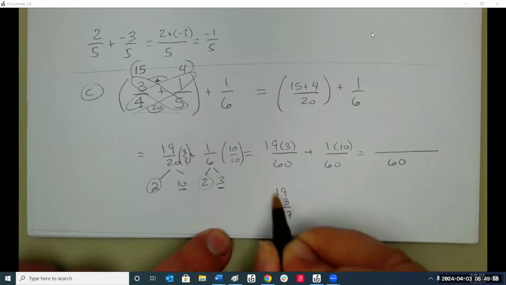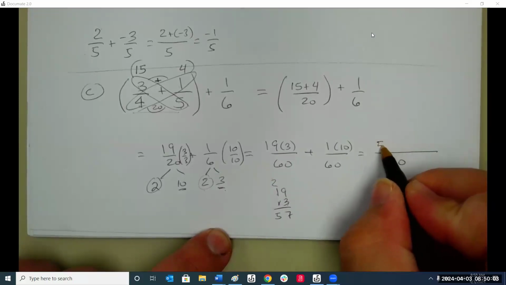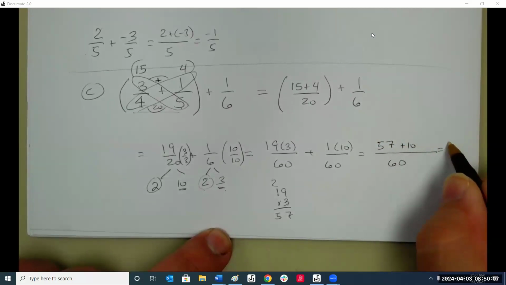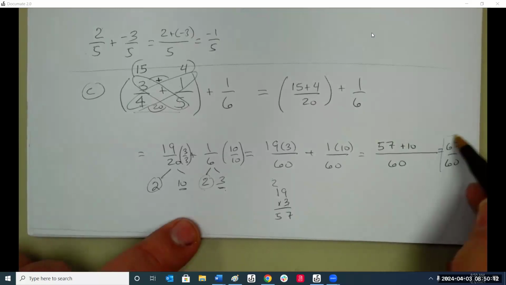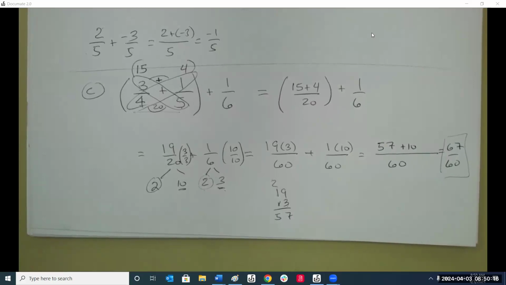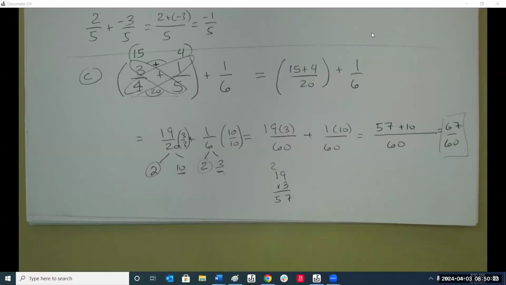Nine times 3 is 27. 3 plus 2 is 5, so it's 57. Plus 10 is 67 over 60. And since we haven't really introduced mixed numbers per se, we'll have them leave it like that alone. So far, so good.